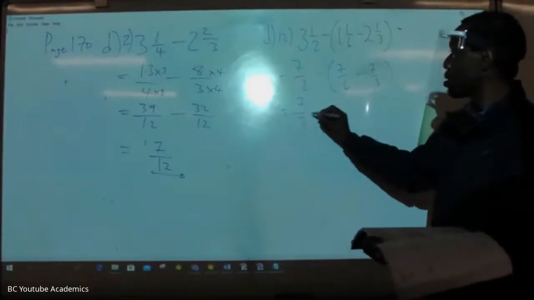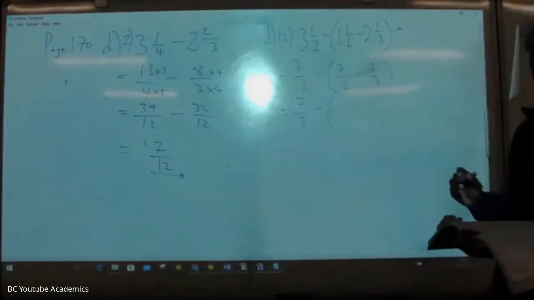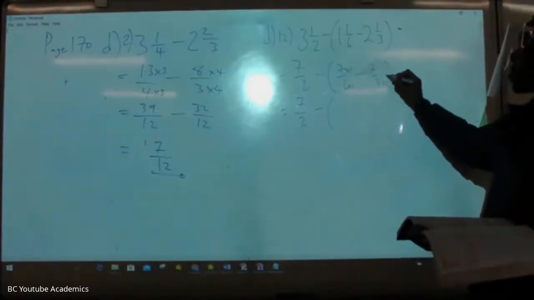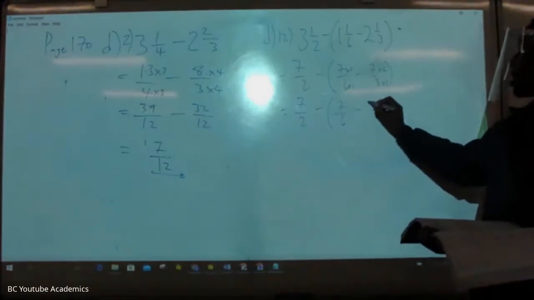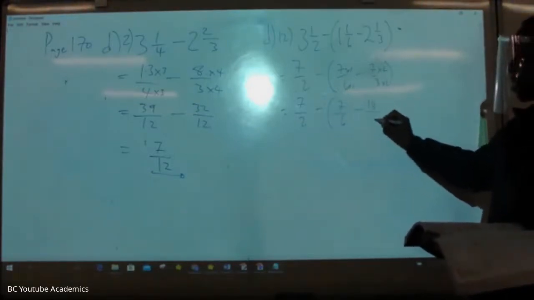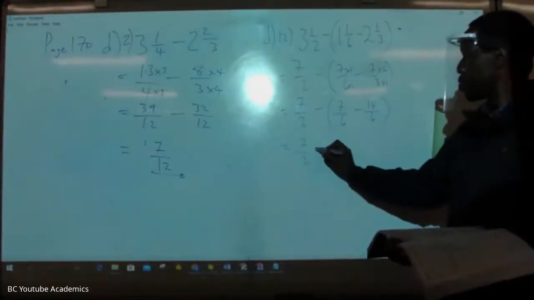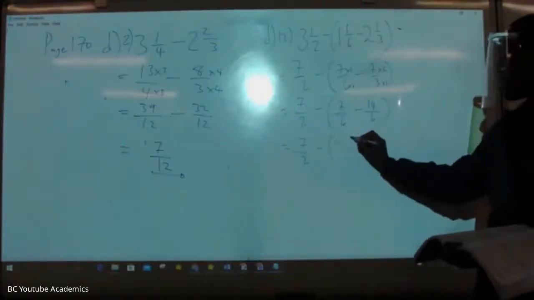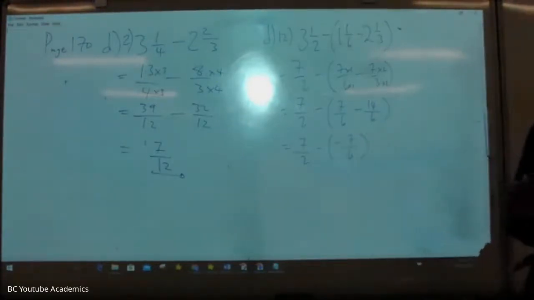7 over 2 minus, and then here our common denominator is 6. So times 1, times 1, times 2, times 2. So this is 7 over 6 minus 14 over 6. So what's 7 over 6 minus 14 over 6? Negative 7 over 6. Right, next step.